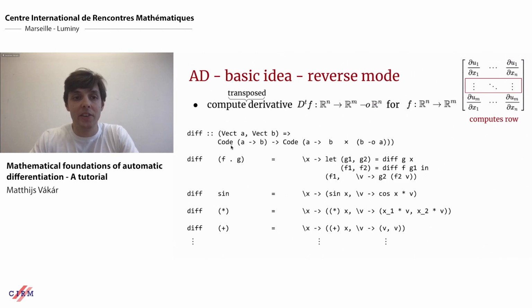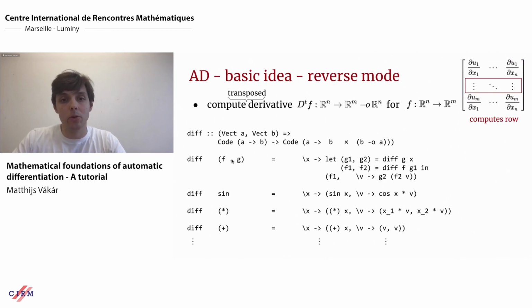Okay, so we see that in the types here as well, right? What it does is it takes code for a function from A to B, and it produces code that takes an A and produces a pair of a B and a linear function from B to A. And now we see that the chain rule has swapped in order, right? To calculate the derivative of f and g, we now need to first apply the derivative of f and then the derivative of g.